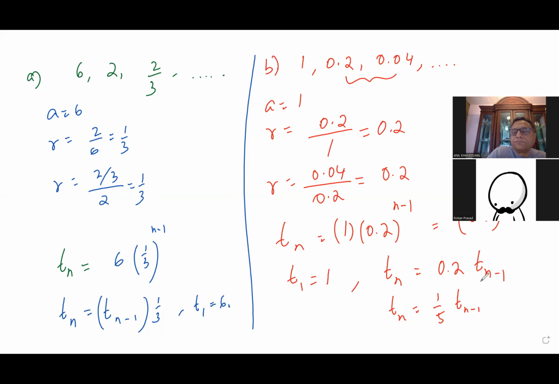Sir, how do we get Tn is equal to 1/5 times Tn minus 1? Okay, so 0.2 is equal to 2 over 10, right? Which is 1 over 5. Correct? Okay, sir.